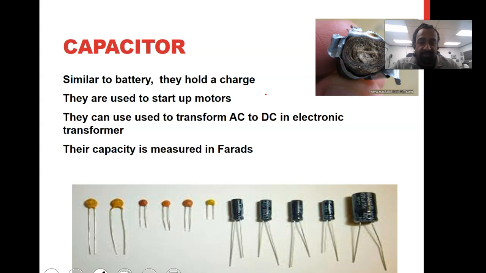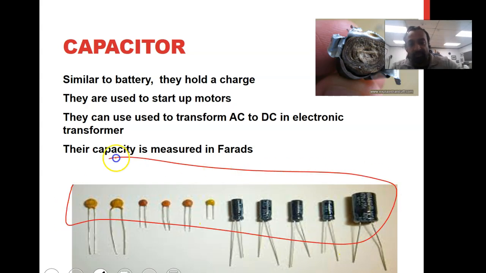Okay, so capacitors, they come in different shapes and sizes. These are electronic sized capacitors. They hold a charge. Bigger capacitors actually are filled with oil, not with paper. This is actually special paper. This is to show you what's inside a capacitor. So it looks like a battery in a way. They do transform AC to DC, and the unit is in farads.